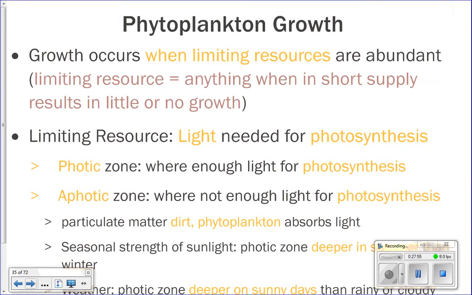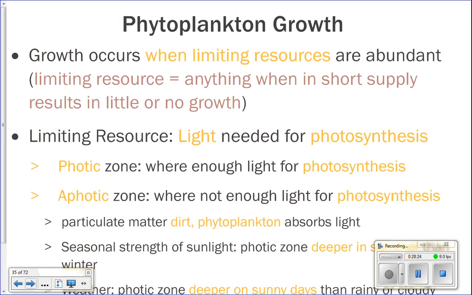So phytoplankton grow. They have to grow, they have to reproduce. And in order for them to be able to do that, they need these things that we call limiting resources. Limiting resources are anything that, when they are in short supply, limit the growth of the phytoplankton.